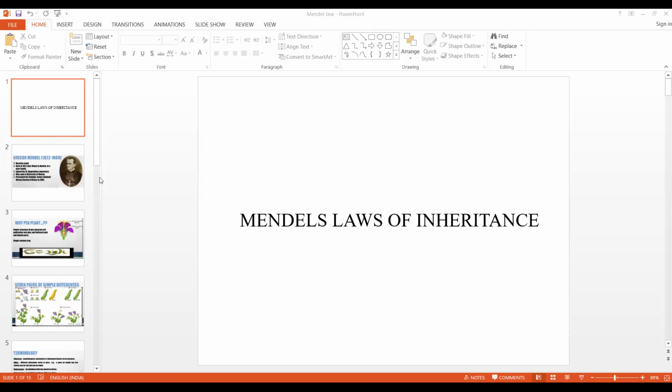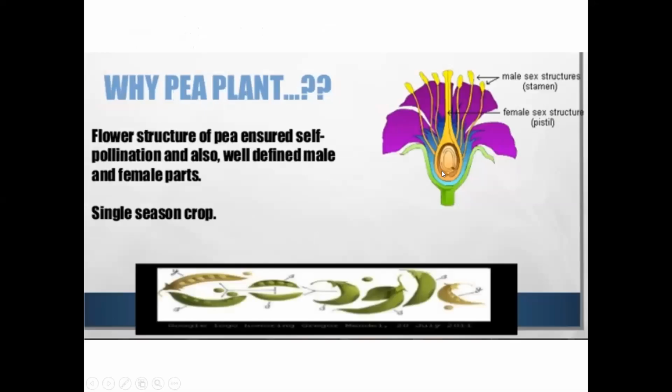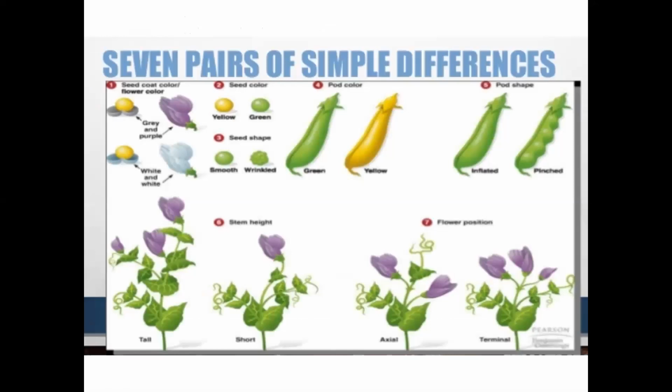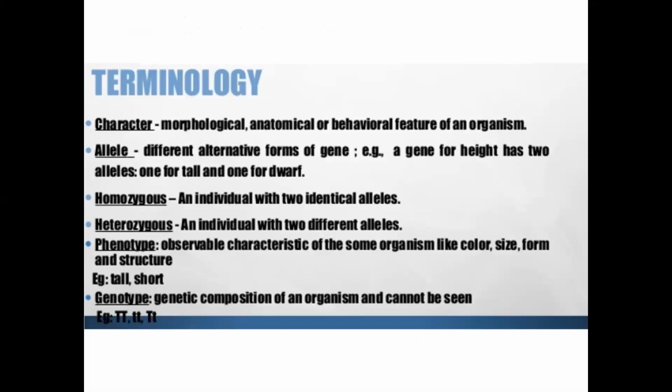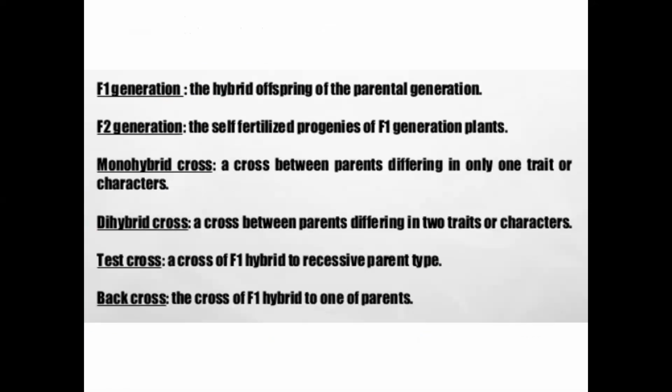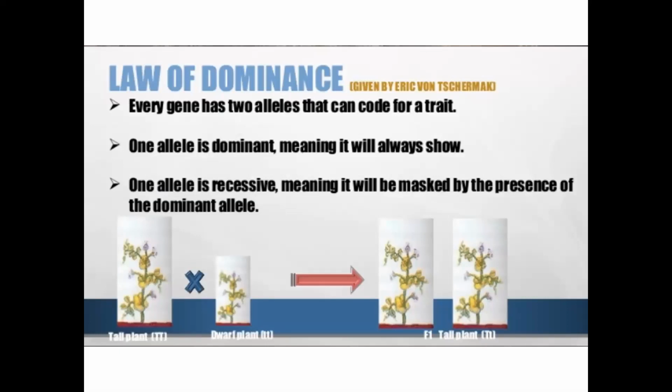We have started the preliminary lectures and we have discussed what are the principles behind Mendel's law of inheritance. We have talked about how Gregor Johann Mendel selected pea plant and how the simple differences are used for his study and what are the terminologies in the last lecture. Now today we will be directly moving on to the law of dominance part.